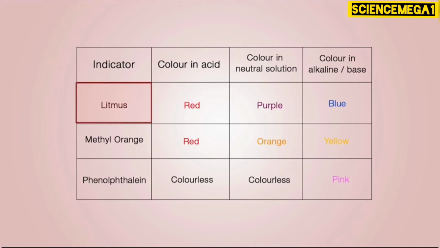Litmus. Litmus is red in an acidic solution, it is purple in a neutral solution, and it is blue in an alkaline solution. Methyl orange is the next. It is red in an acidic solution, it is orange in a neutral solution, and it is yellow in an alkaline solution. Finally, we have phenolphthalein. It is colorless in an acidic solution, colorless in a neutral solution, and it is pink in an alkaline solution.